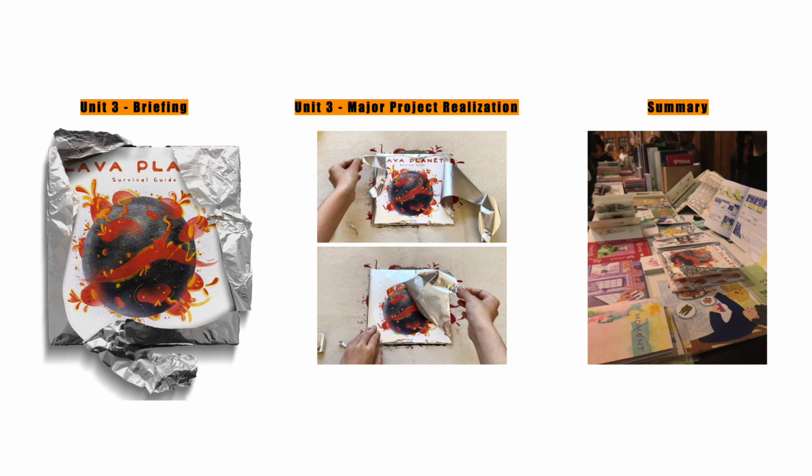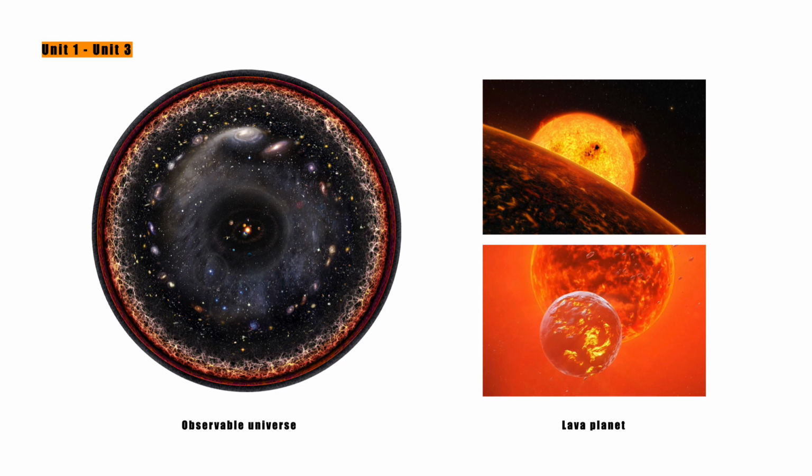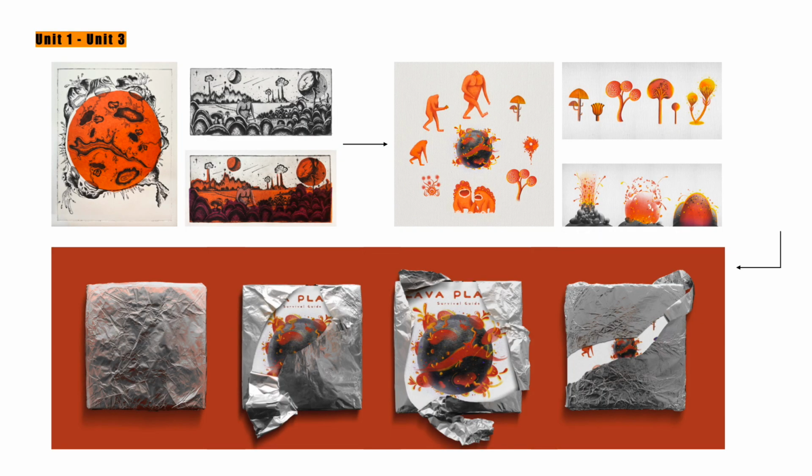So to start, firstly, in Unit 1 to Unit 3, from the universe scene I chose at the beginning to the lava planet as my major project. And finally, the project was realized into a book. From a vague idea to a complete work, I gained a lot from this process. In Unit 3, I implemented the themes and direction selected in Unit 2, continued to improve my research and illustrations in Unit 1 and Unit 2, and finally made a survival guide for the lava planet.